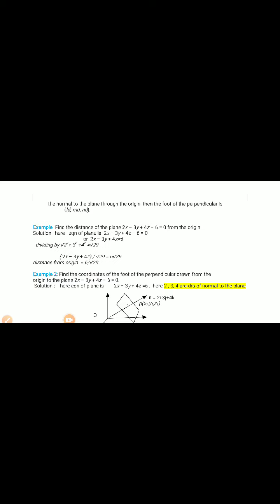So dividing both sides by root 29, the left hand side is (2x minus 3y plus 4z) upon root 29, equal to 6 upon root 29. In this case we made it into unit form by dividing by its mod, so the right hand side will be the distance from origin. If you divide it by its mod, then 6 upon root 29 will be the distance from origin.